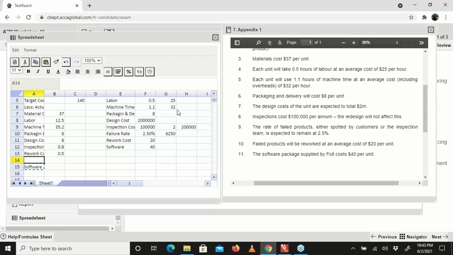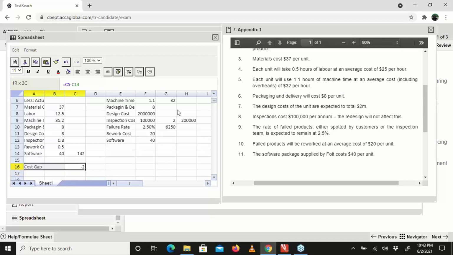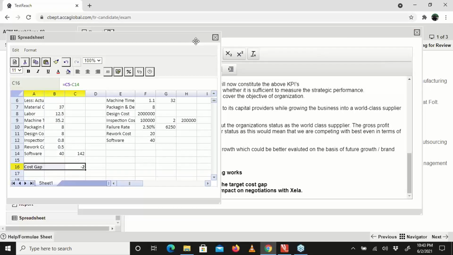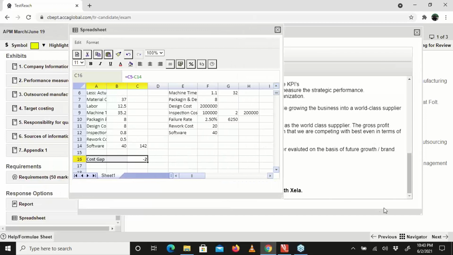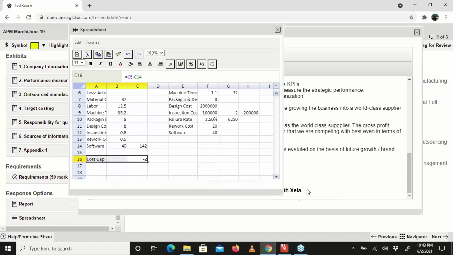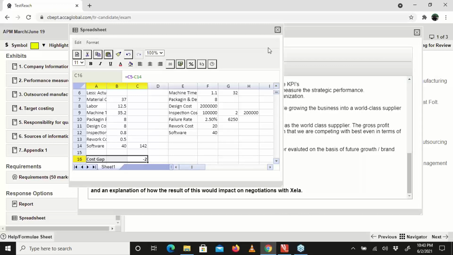Then there is this software cost, which is going to be 40. So if you try to calculate, the cost gap is going to be $2. Now, a lot of you would be wondering what have I done? I did nothing. I simply copied the relevant information while I was reading through the question.